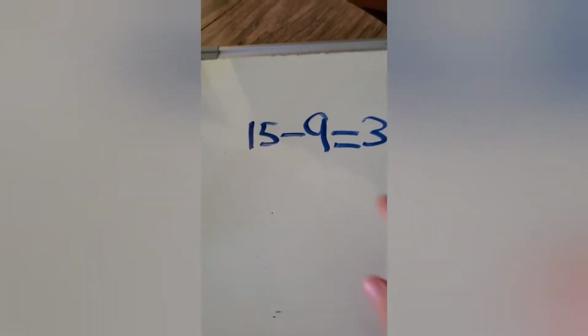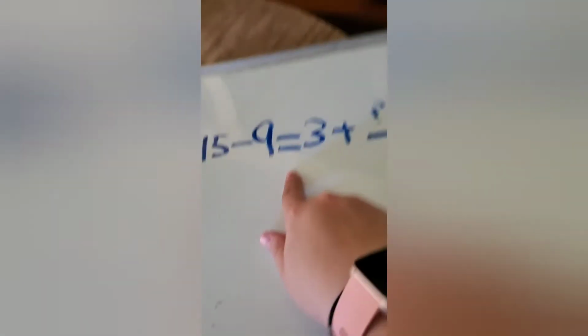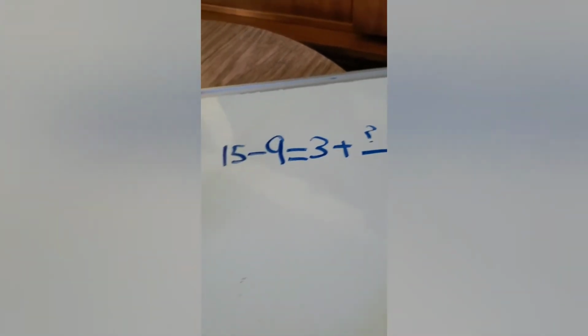Isn't that super cool how we did that? We used a balanced pan to solve the answer. Isn't that cool? That's a new strategy that we can use to solve facts. Yay, isn't that awesome? So, now I want to show you guys something, and I don't want you to get scared, okay? Here it goes. This is my problem. 15 take away 9 equals 3 plus blank. It looks a little scary, doesn't it?